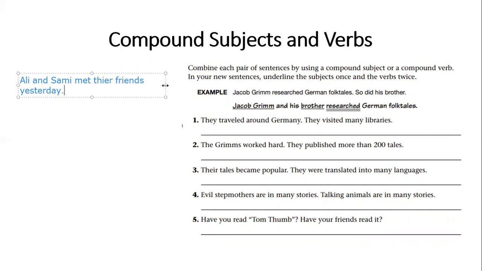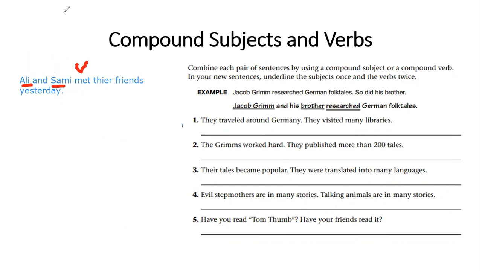And we said, guys, that compound means two or more, whether subjects or verbs. So do we have here two subjects or more? Let's see, Ali is a subject, Sami is a subject. So we're having here a compound subject. Ali and Sami met their friends, and we're having here one verb. So this is V, and this one is S, and this one is S also. So Ali and Sami, they are a compound subject.